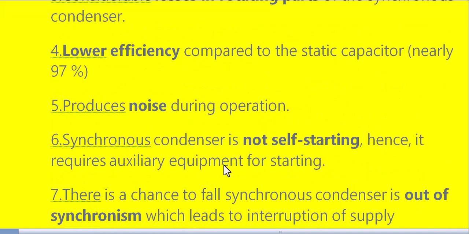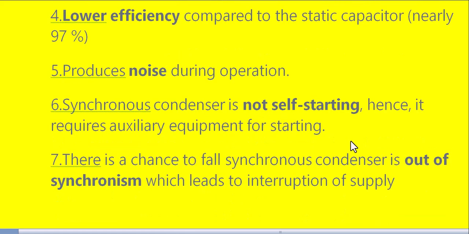Being a synchronous motor, it will have rotating parts. As a result, it produces noise during its operation. Since the synchronous condenser is a synchronous motor, and a synchronous motor is not self-starting, it requires auxiliary equipment to start it. Similarly, there is a chance that the synchronous motor goes out of synchronism, which leads to interruption of the supply in the circuit.